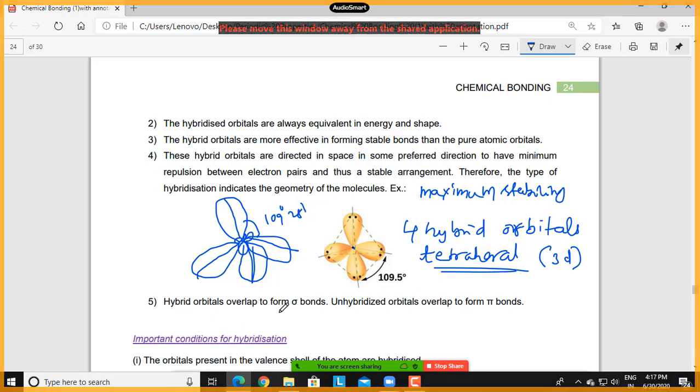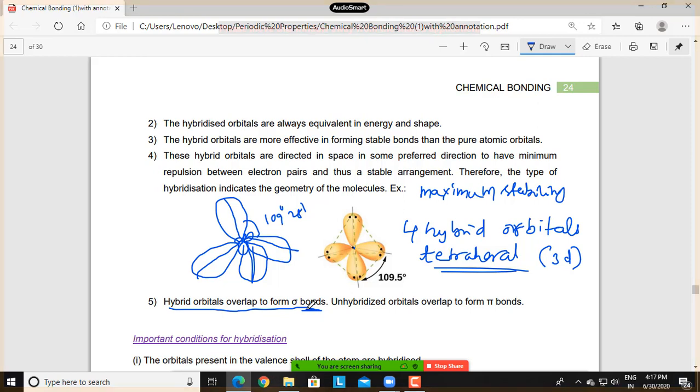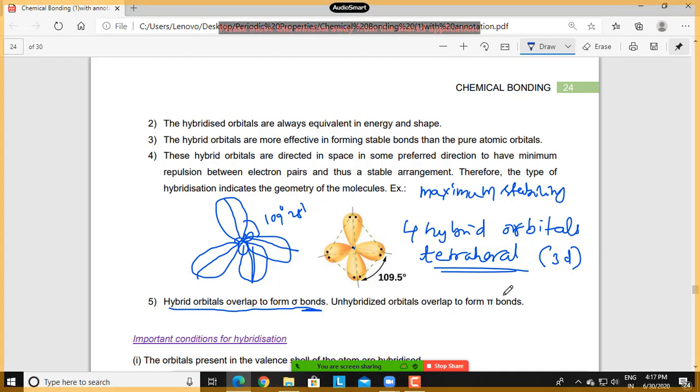Hybrid orbitals overlap to form sigma bonds only. This you remember. Hybrid orbitals only form sigma bonds. They can never form pi bonds. Unhybridized orbitals overlap to form pi bonds. So a pi bond is formed only by pure p orbitals or pure d orbitals. Hybrid orbitals only form sigma bonds. They can never form pi bonds.